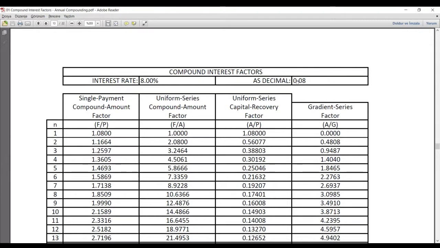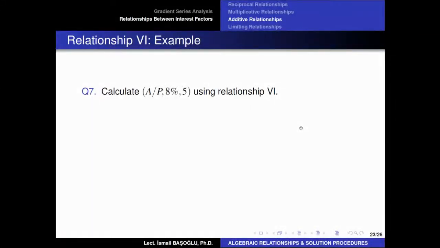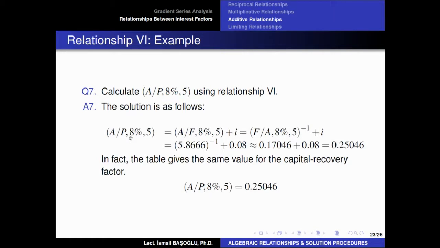Now we are going to come to that relation in the next pages. So let's go back to our presentation file. The question says: calculate the uniform series capital recovery factor A over P under an 8% interest rate for 5 years using relationship 6, which is again an additive relationship. We can directly calculate that value with a formula, or find it through the compound interest table. However, we are going to search for the A over F value under 8% interest rate for 5 years, and that is just going to be 0.1705.